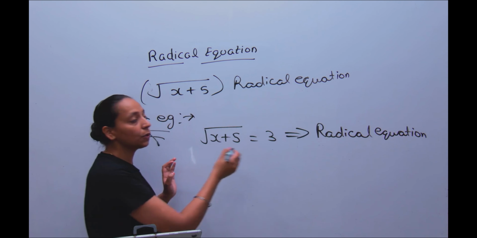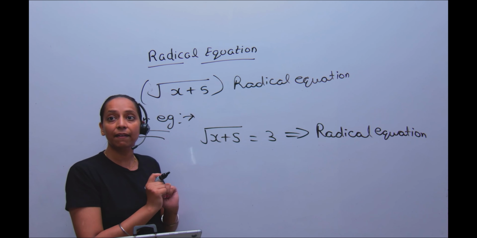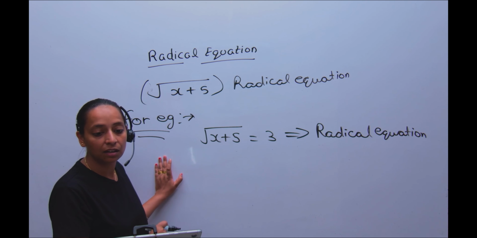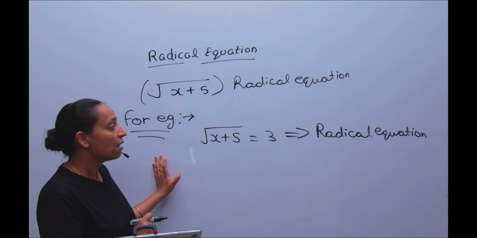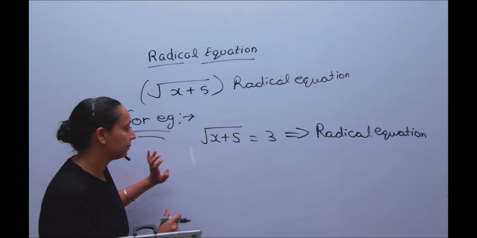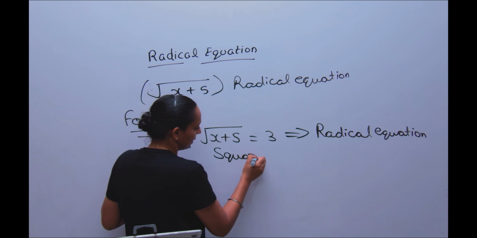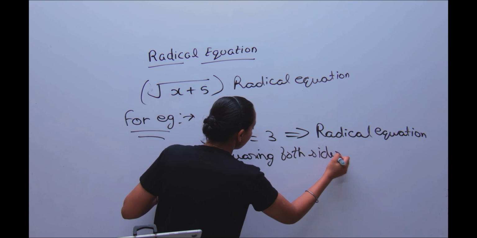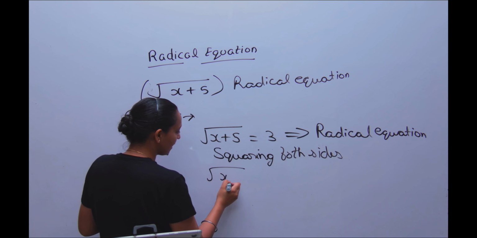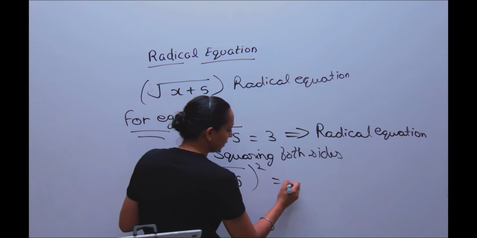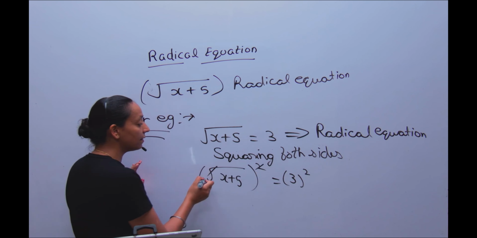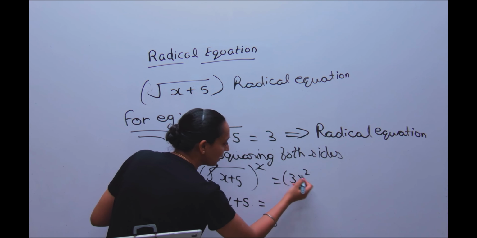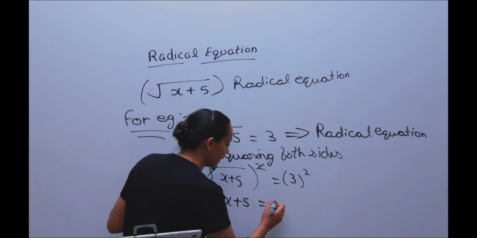To solve this radical equation, first of all, we have to isolate or eliminate the radical. For eliminating the radical, we have to square both sides. You can write squaring both sides. When we square both sides, it will become x plus 5 and 3 squared. Now this square and this square cancel each other out, so this becomes x plus 5, and this becomes 3 squared, which is 9.